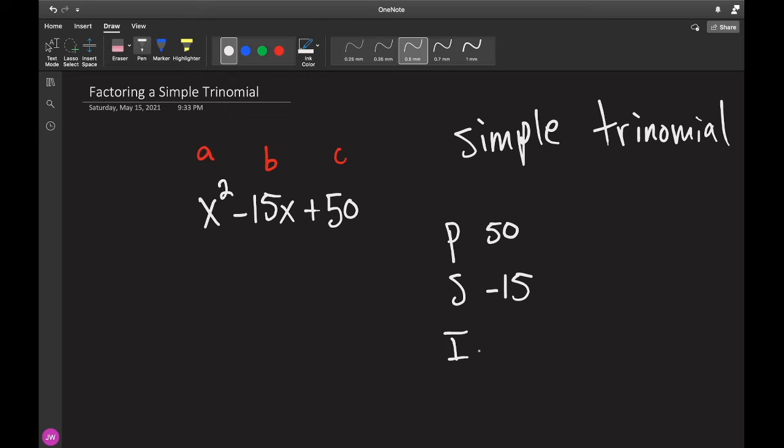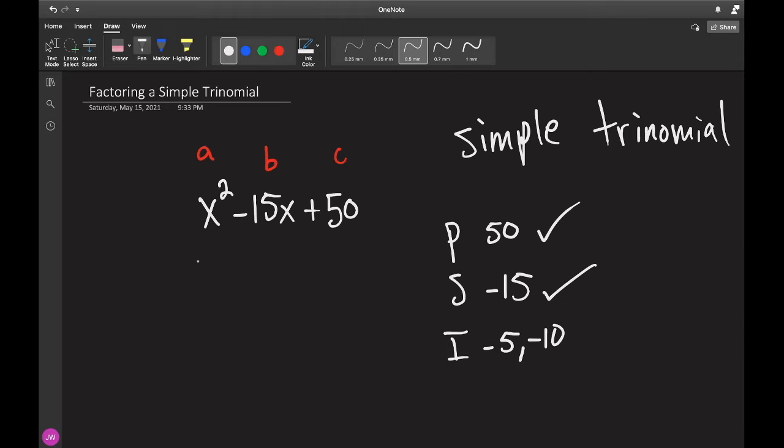So if I'm thinking about this, I'm thinking about two numbers that multiply to 50. So you could have 2 and 25, 5 and 10, and then you realize that 5 and 10 should work because negative 5 and negative 10 multiply to 50, but they also add to negative 15.